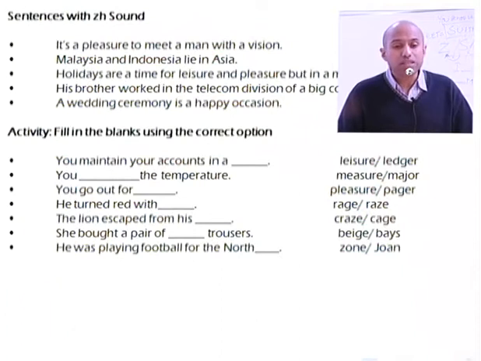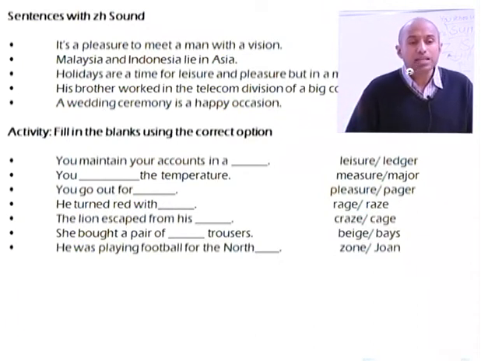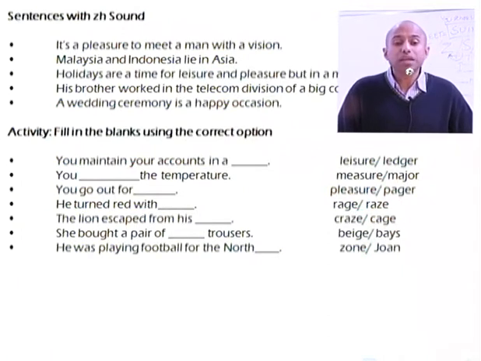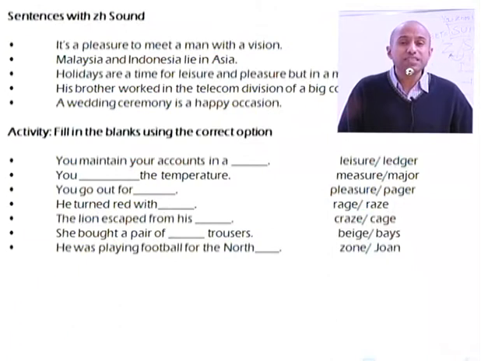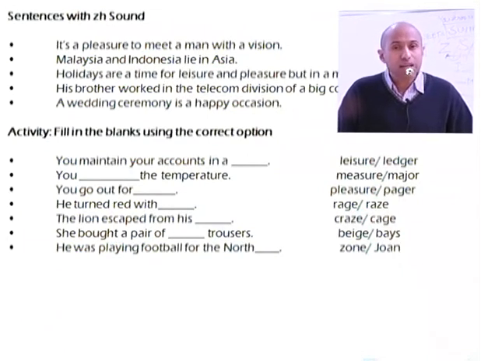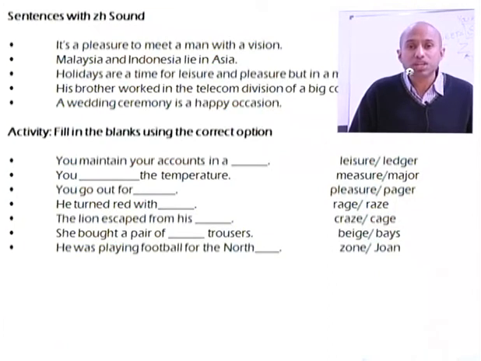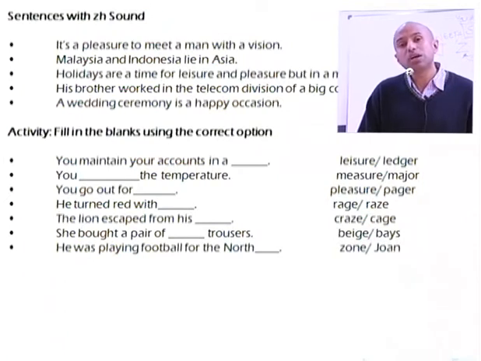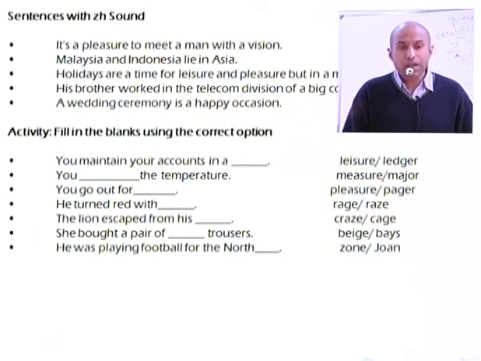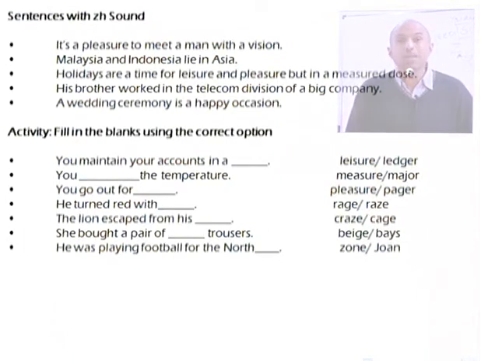It's a pleasure to meet a man with a vision. Please repeat after me, after you've heard it. It's a pleasure to meet a man with a vision. Please remember, if you're saying it with a z or a v sound, it's incorrect. Please correct yourself now and practice the target sound and get it clearly. It is vision. Closer to the sh sound, vision. Okay? Pleasure. If you're saying it like player, it is incorrect. It has to be pleasure. Pleasure.